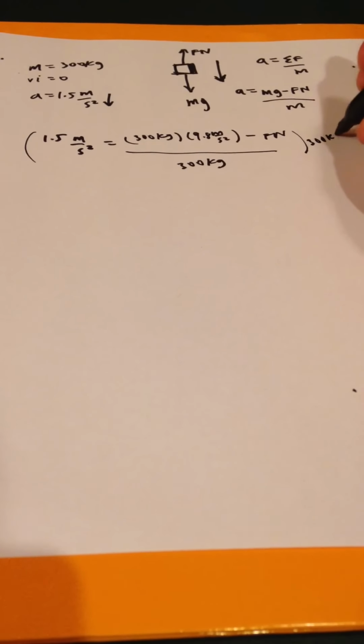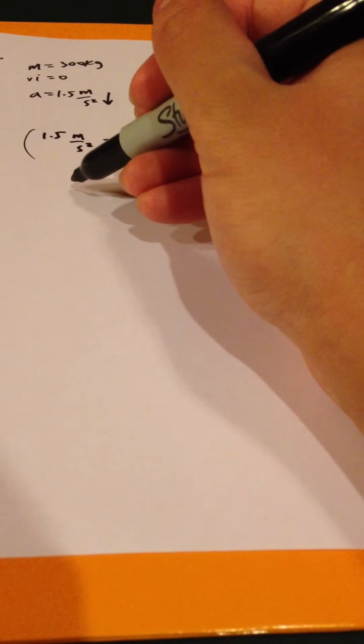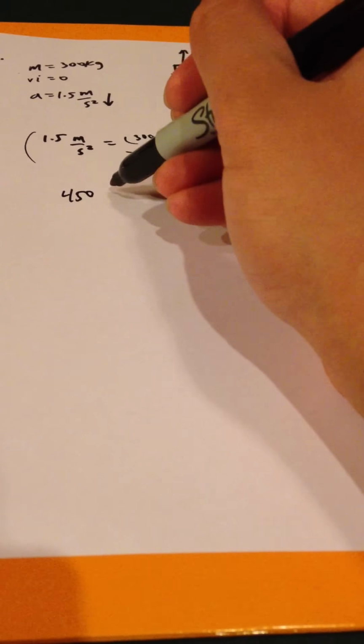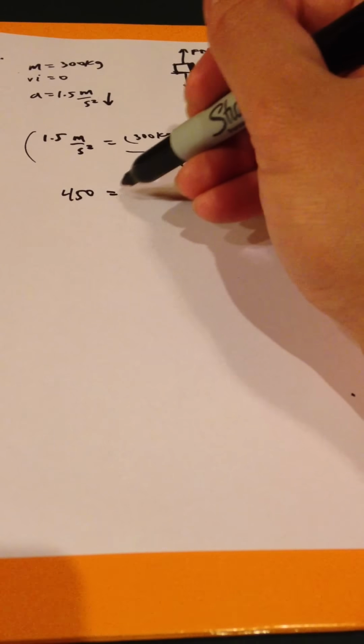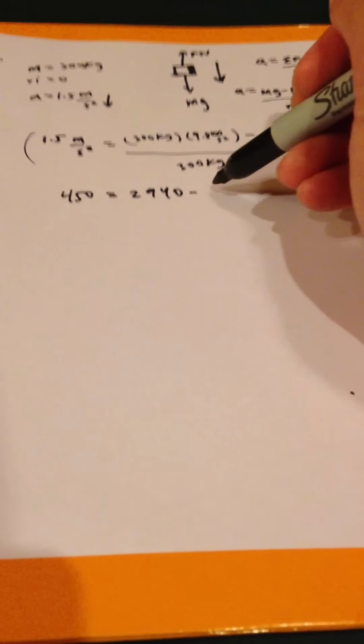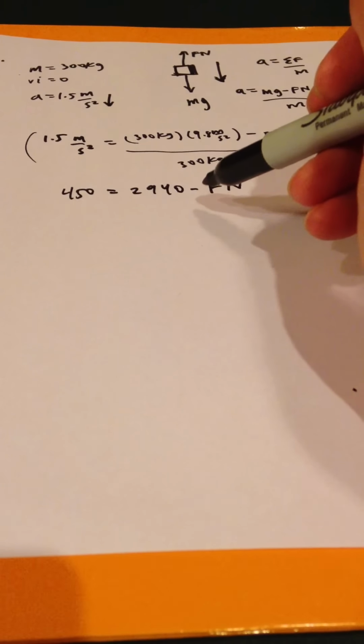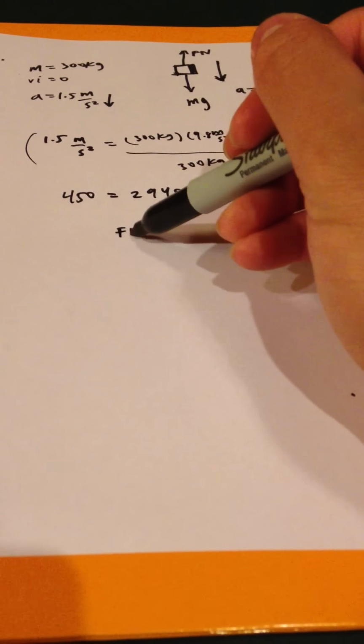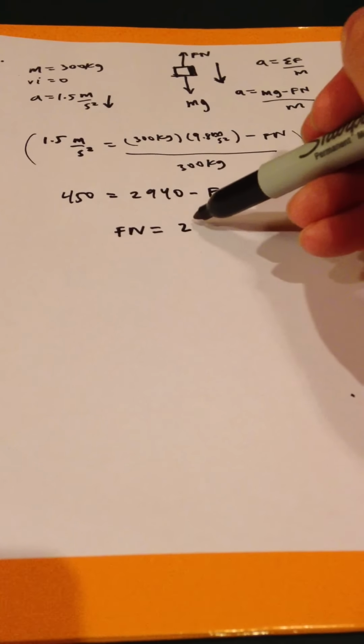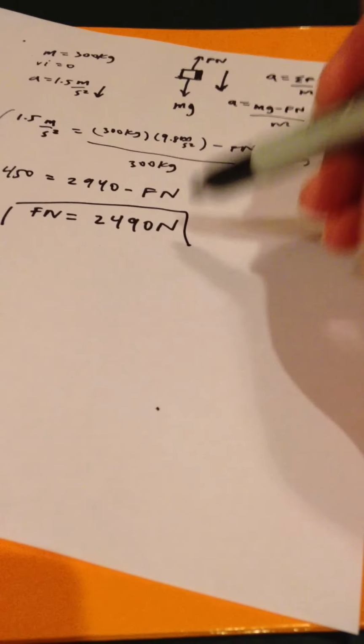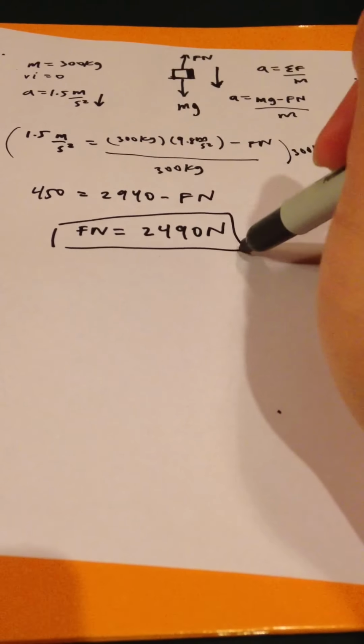If we multiply the entire expression by 300 kilograms, we get 450 equals 2940 minus the normal force. And by subtraction and multiplying by -1, we get the normal force is equal to 2490 newtons. And that's the answer for part A.